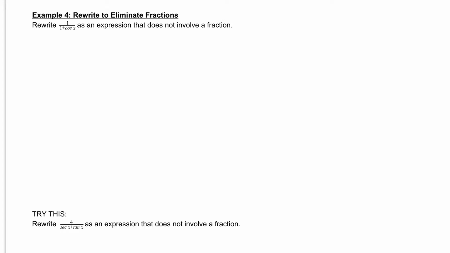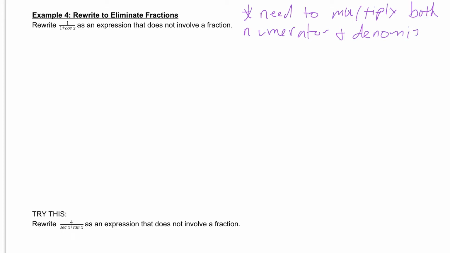So what we're going to do is the trick of multiplying by what we call the conjugate. So let's write that down over here. We need to multiply both numerator and denominator by the conjugate. The conjugate is just when you take the term that you have, this 1 plus cosine x, and you change the middle sign. So if it started out as a plus, the conjugate would be a minus. And if you started with a minus, the conjugate would be a plus. Since we have 1 plus cosine, we are going to multiply by the conjugate, which would be 1 minus cosine x.